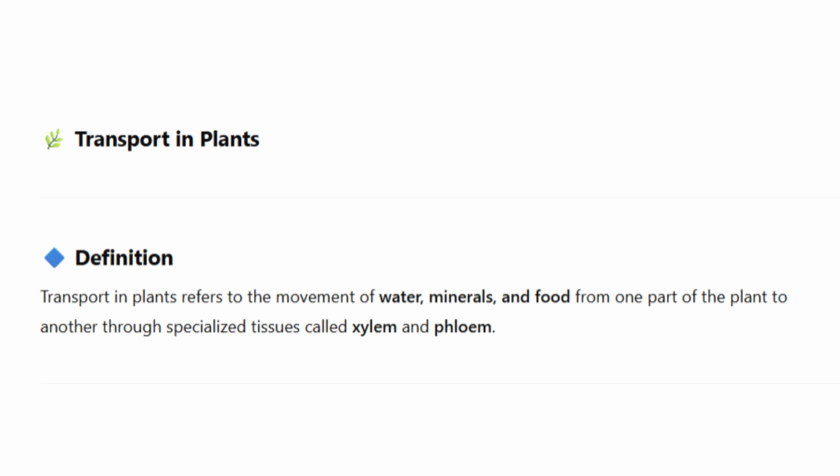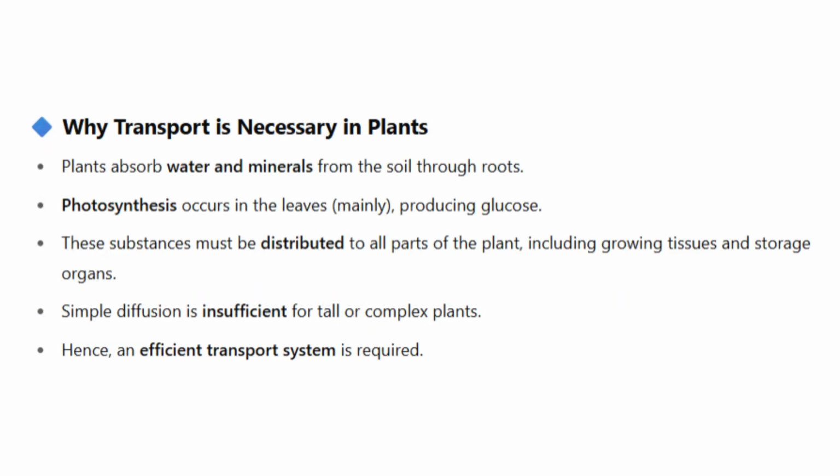Transport in plants. Definition. Transport in plants refers to the movement of water, minerals, and food from one part of the plant to another through specialized tissues called xylem and phloem. Why is transport necessary in plants?